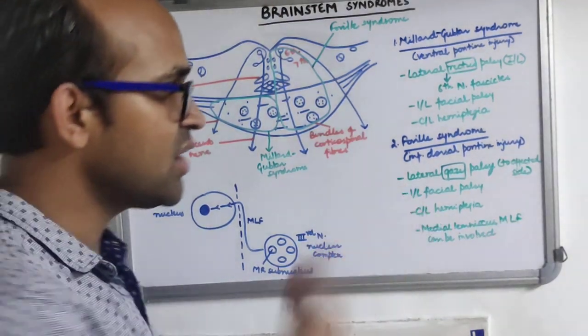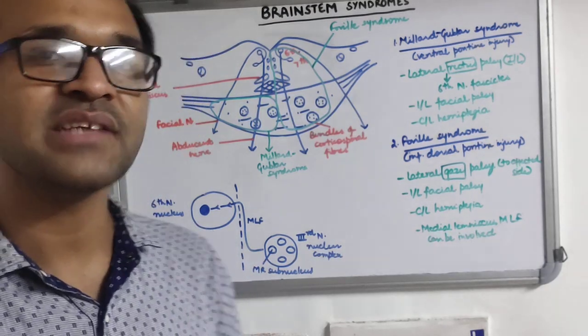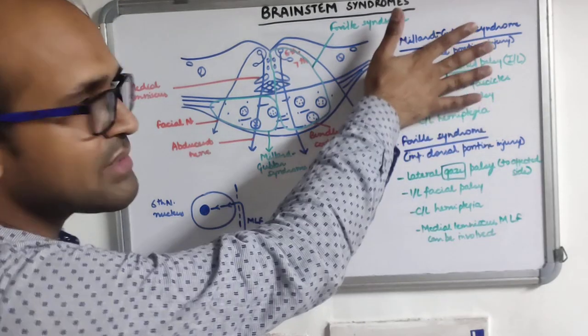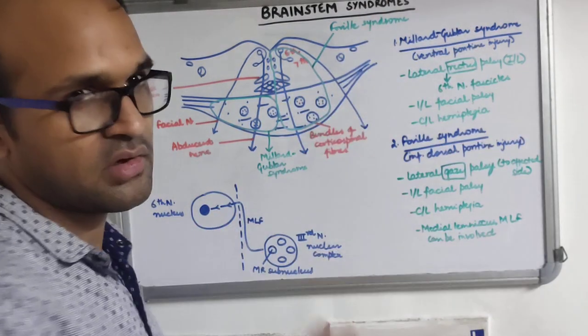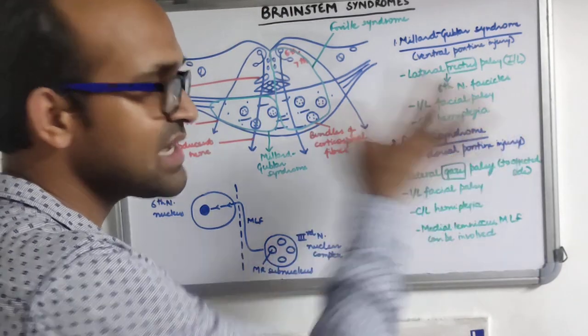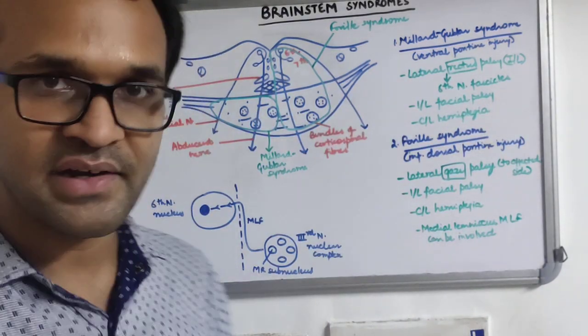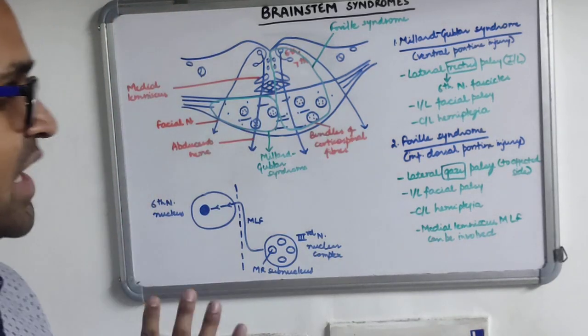There is another variant of this Foville syndrome, a superior dorsal pontine injury, which is called Raymond-Cestan syndrome. In Raymond-Cestan syndrome, it is similar to Millard-Gubler syndrome, but the facial palsy does not occur. So there is only lateral rectus palsy and contralateral hemiplegia, but these are two important syndromes. So I'll end my discussion here. This is all about the pontine syndromes.